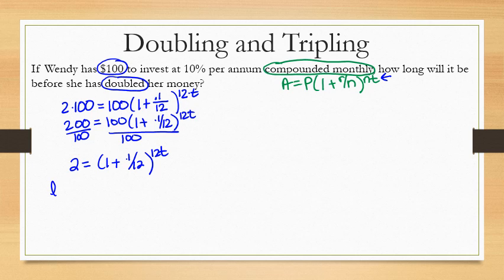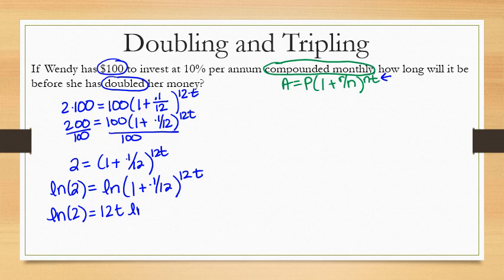I'm going to take the natural log. So the natural log of 2 equals the natural log of 1 plus 0.1 divided by 12, all to the 12t. Now I can use that power rule to move that 12t down. All right, now I'm trying to solve for t. Notice that t is getting multiplied by 12 and by this number, which is a number. It's just a really ugly number. So to undo multiplication, you would divide.